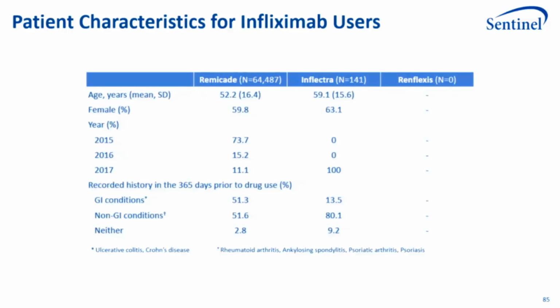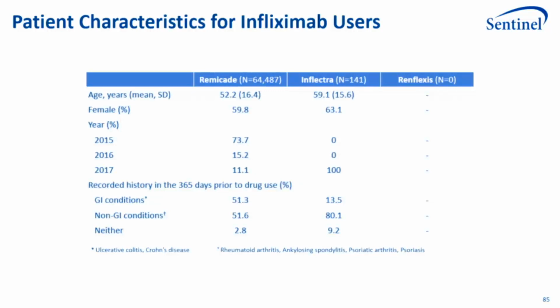One thing to note, for those of you who are paying attention, there were about 77,000 Remicade users in one of the prior slides. There are fewer here because we had that 1 year of enrollment requirement. As soon as you say you have to be enrolled at least 1 year, you're going to lose some people. You can see very little use of Inflectra, and then no use of Renflexis in this analysis.